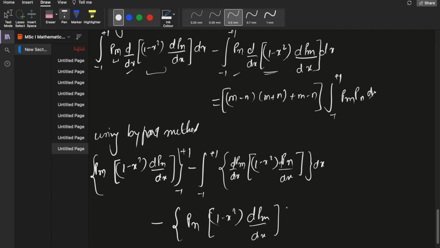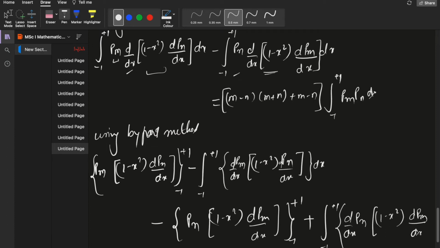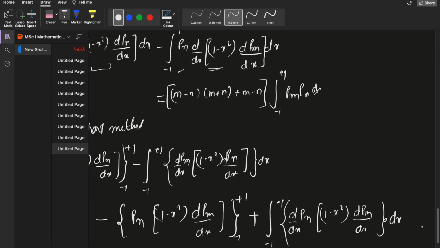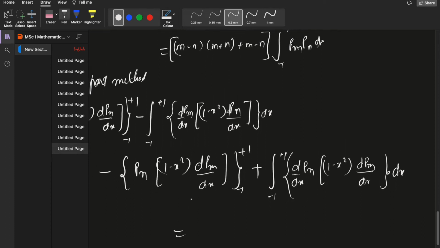Alright. For limit minus 1 to plus 1. And then minus and minus will give me a plus sign. So the integral will convert into a plus term. Integration from minus 1 to plus 1. Differentiation of the first function is dP_n/dx, into the integral of the second function, which gives (1 minus x square) dP_m/dx, into dx, is equal to this term.